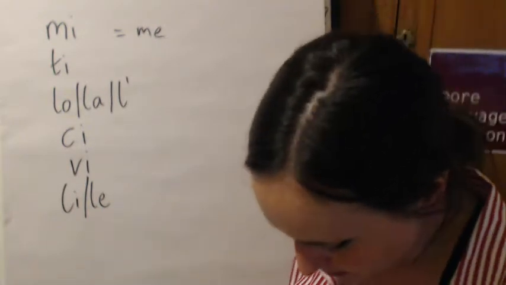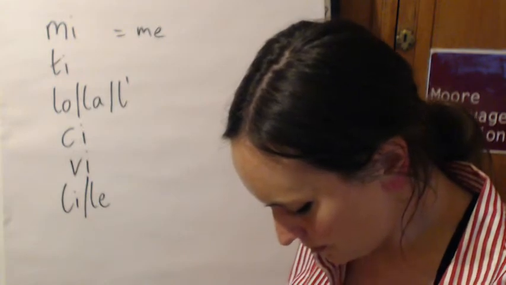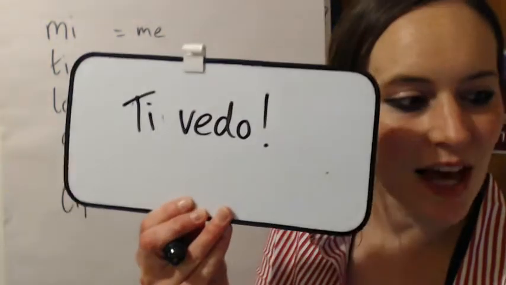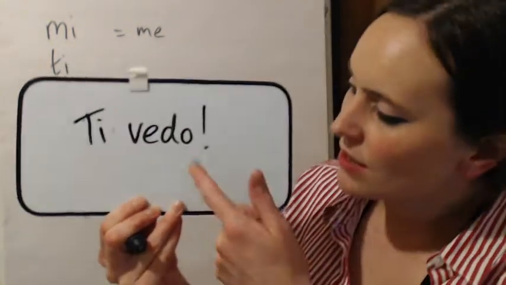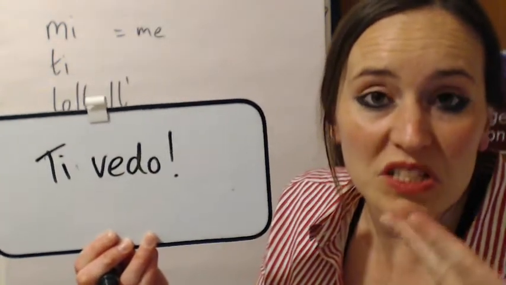Let me show you how that looks. Ti vedo. So that bit there means I see, and that bit there means you. So it's the tu form.